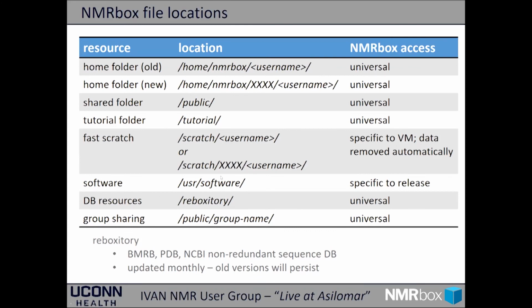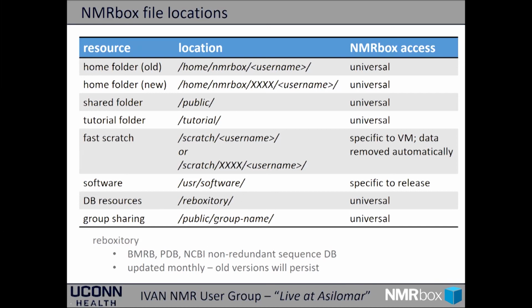All our software is located in a single location, so you can easily go snoop around there. Something very new to us is something we're calling repository, and this is where we're holding database resources. Currently, we've just started this, but we have the BMRB, the PDB, and the NCBI non-redundant sequence database. You have access to these directly from the NMRbox platform. No need to go to the BMRB or PDB to download anything. All the files are right there.